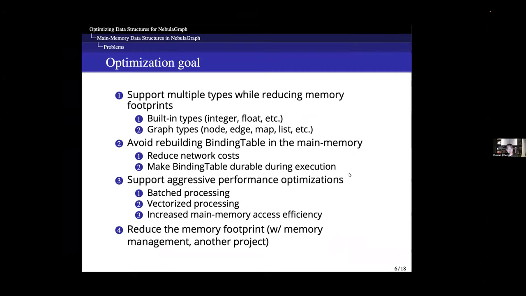So basically this is a summary of our optimization goals. We want to support various types and reduce memory consumption. And by types, we mean the built-in types, of course, and most importantly, the graph types, which are the data structures to store the node IDs as well as all their properties.